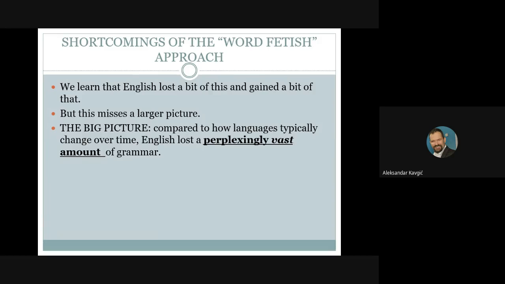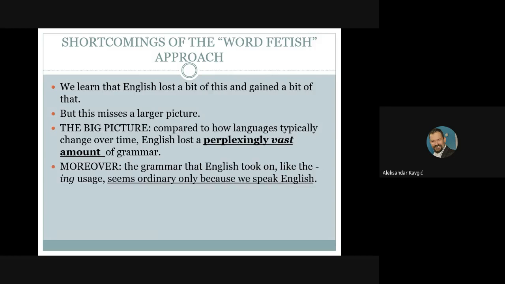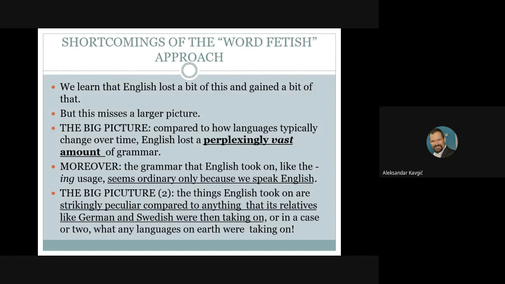But what is even bigger picture is that English grammar, the grammar that English took on, and that is, for example, the -ing, do support, and some other things, seems ordinary only because we like English and because we speak English. The biggest picture is that the things that English took on when it lost its original grammar, those things are so weird when you compare it to all other Germanic languages.